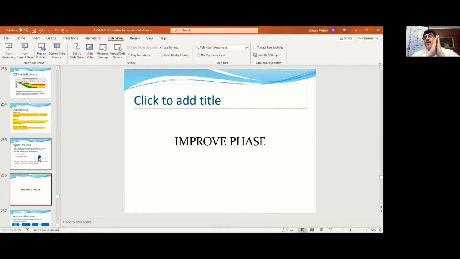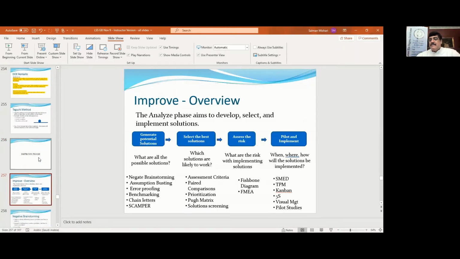So we are done now with the define phase. We're done with the, what's the next one? Measure, analyze, improve. We are on improve. Very good. So again, as we did in all previous phases, there is a map to go through basically.